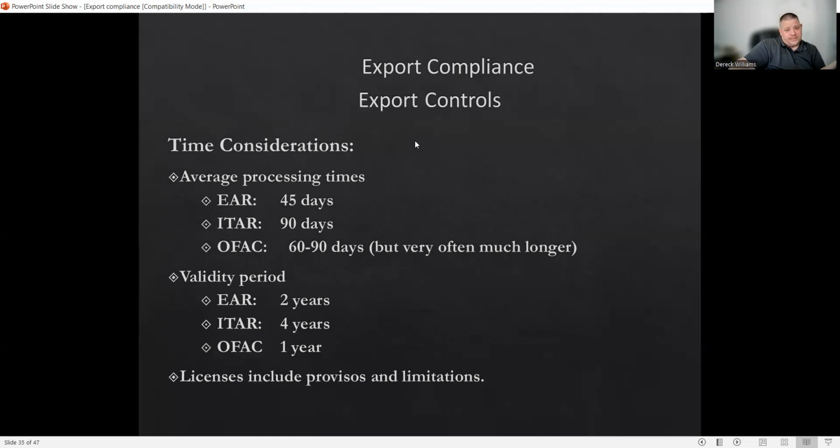Some time considerations to keep in mind. Average processing times for licenses when you're applying under EAR.